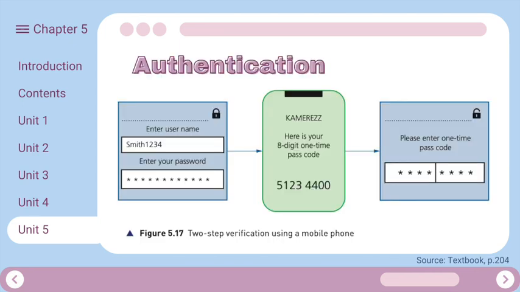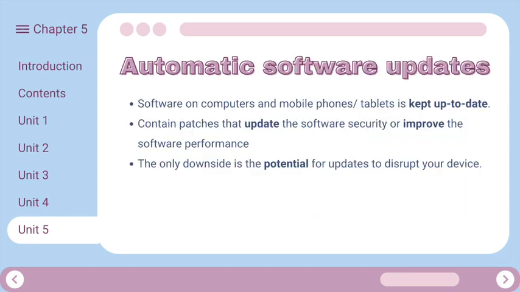Third, two-step verification. It requires 2 methods of authentication to verify who a user is. It is used predominantly when a user makes an online purchase using a credit or debit card as payment method. The process is shown in this picture.